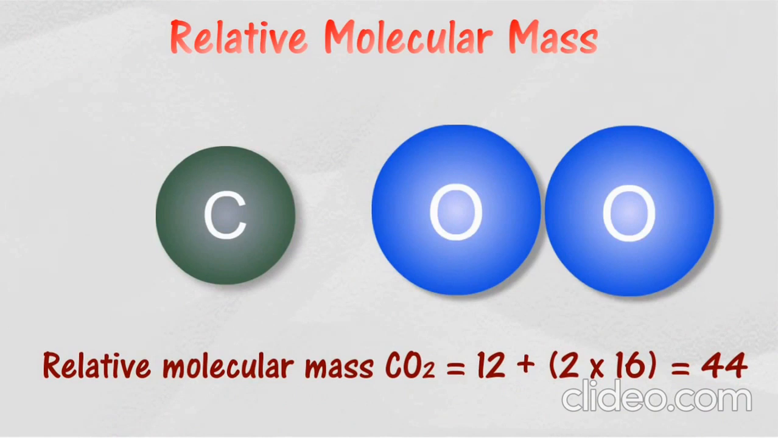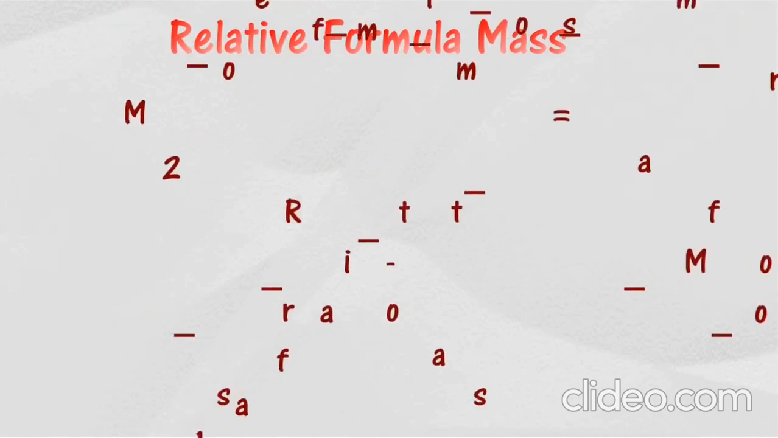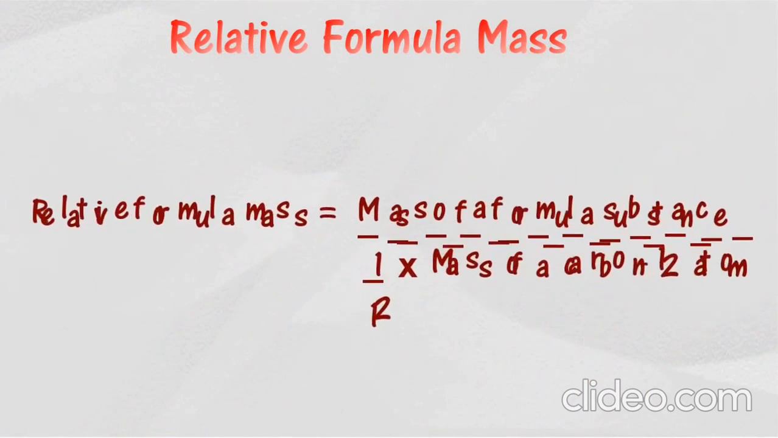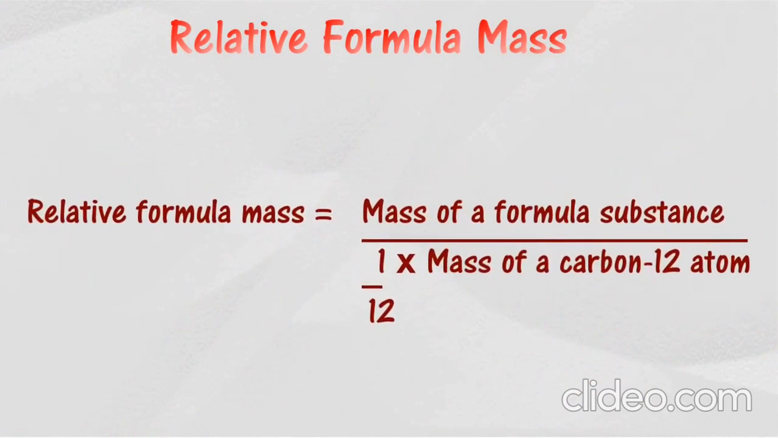Thus, the relative molecular mass of carbon dioxide is 44. For ionic compounds, the term relative formula mass is used to replace the term relative molecular mass. Relative formula mass of an ionic compound is the number of times the ionic compound is greater than 1/12 of the mass of a carbon-12.